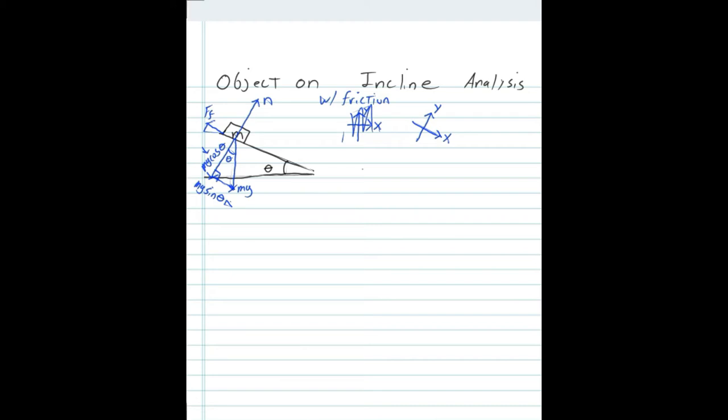All right, we've broken the forces up into components. Now we write out Newton's second law. I'm going to do the y equation first. So I write ma in the y direction is equal to the net force acting in the y direction. Now, in the y direction, I have the normal force in the positive direction, and I have this mg cosine theta in the negative y direction.